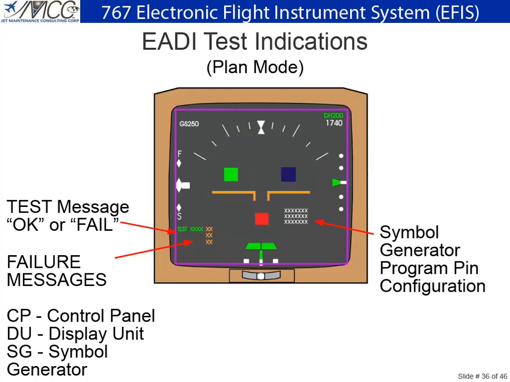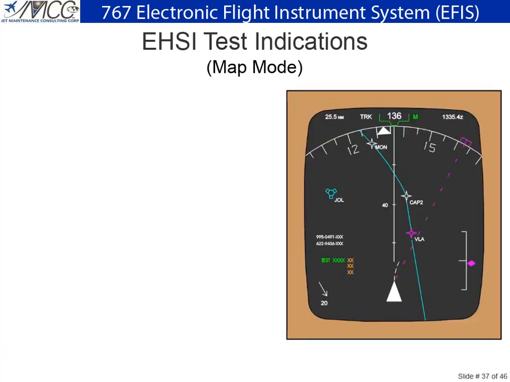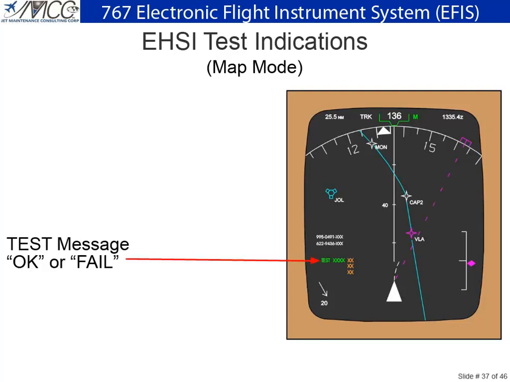This is the test display if the plan mode has been selected. Again, test results appear in the lower left-hand corner. Similarly, test results appear in the lower left-hand corner of the EHSI.